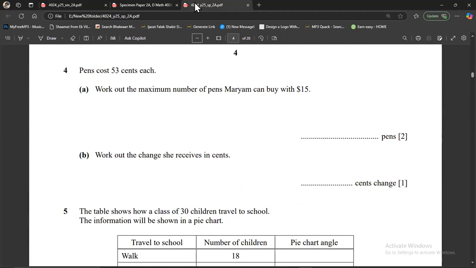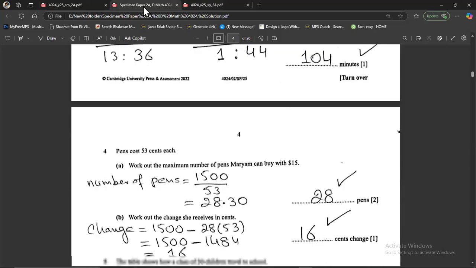Question number 4 is showing up on your screen. Pens cost 53 cents each. Work out the maximum number of pens Mariam can buy with $15. Because their denominations are different, this is 53 cents and this is $15, so their units must be the same. From the total money, I will divide by the price of one pen, and I will get the number of pens she can buy. Very simple, straightforward.